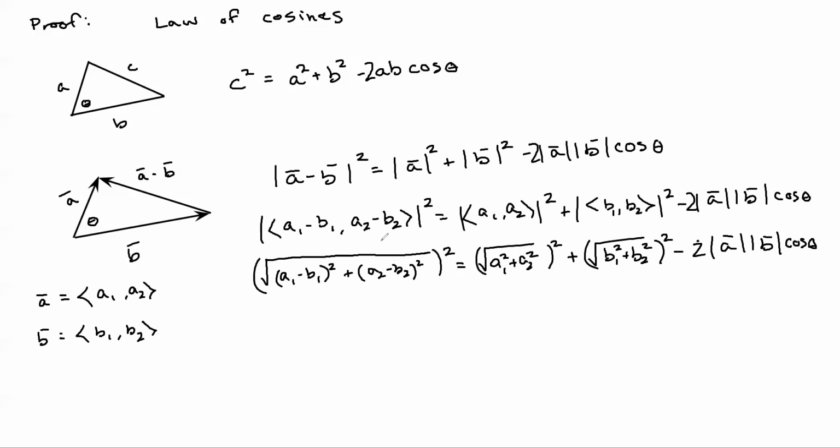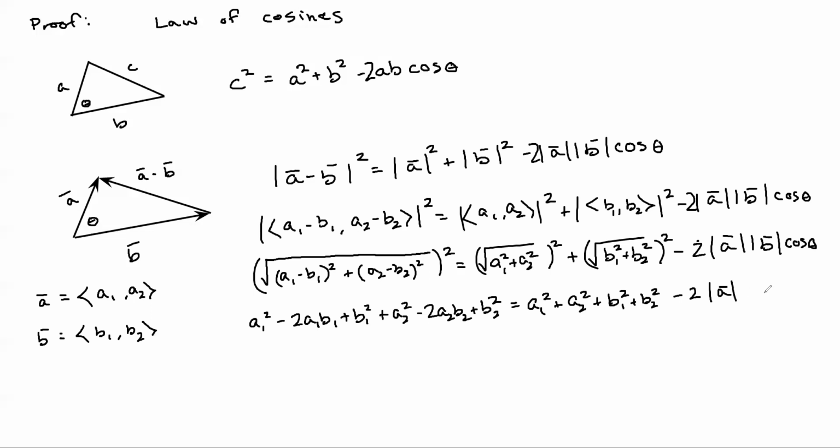And so at this point, the square and the square roots cancel for all of these, and we can expand A1 minus B1 squared. So we're going to get A1 squared minus 2A1B1 plus B1 squared. And then expand this, we're going to get A2 squared minus 2A2B2 plus B2 squared. And then here we're going to have A1 squared plus A2 squared. And then here B1 squared plus B2 squared. And then again, we're going to continue to just leave this.